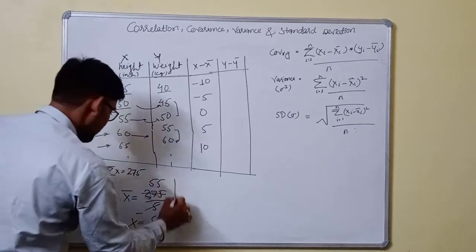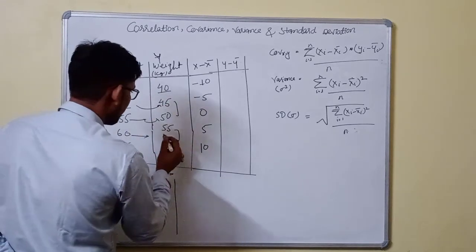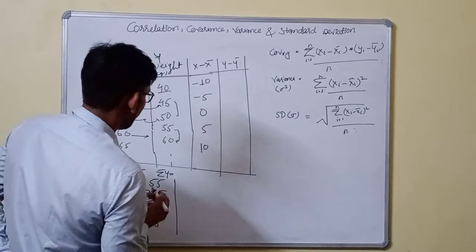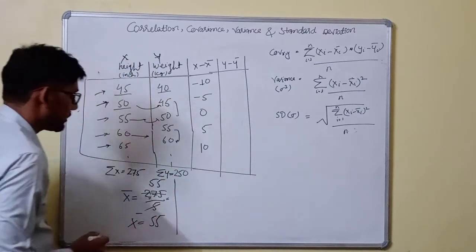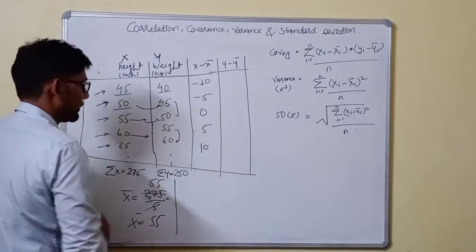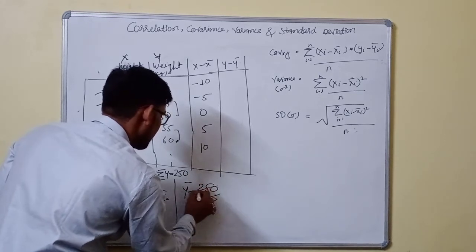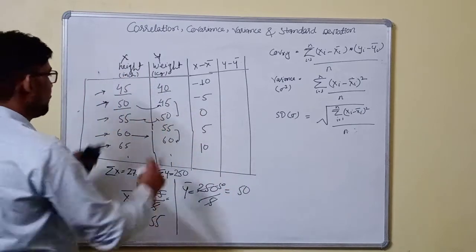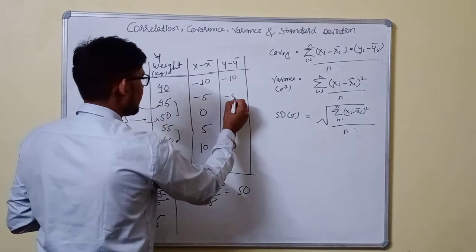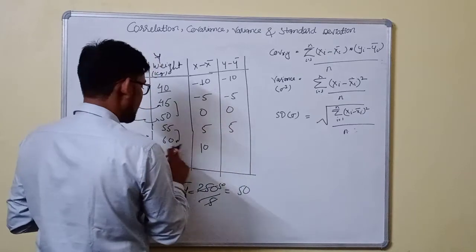For y we need y bar. It means here we need the summation of y, which is 250. Just revise it. So y bar is equal to 250 divided by 5, which is 50. Now y minus y bar: 40 minus 50 is equal to minus 10. 45 minus 50 is equal to minus 5. 50 minus 50 is equal to 0. 55 minus 50 is equal to 5. 60 minus 50 is equal to 10.